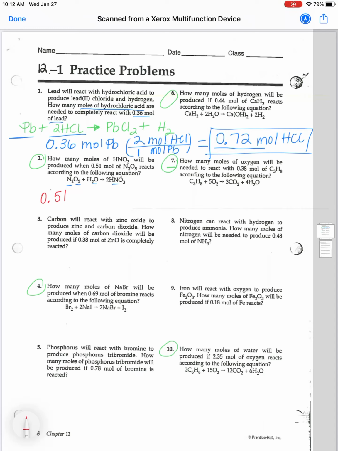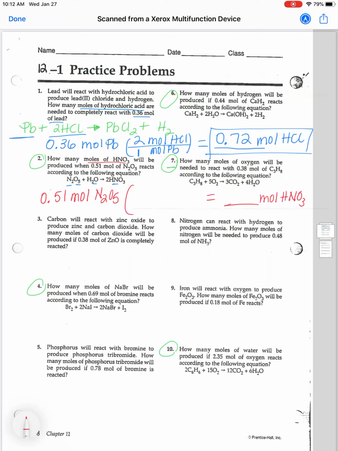Now I'm going to write down the number and unit that they give us in the problem. In this problem, I have 0.51 moles of N2O5, and they are wanting us to convert that to moles of HNO3. They say how many moles of HNO3.